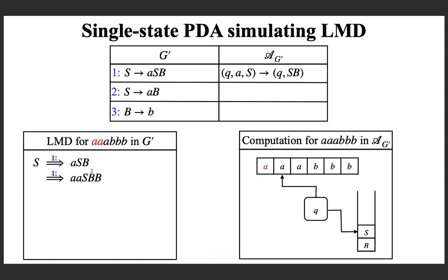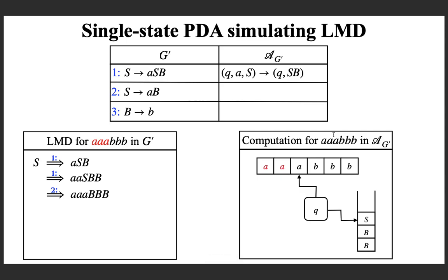So what are you doing here? Now you applied production 1 again, for which we already have a transition. So you apply this transition again. You remain in the state Q and replace this S with SB. This is what you get. Again in the derivation you apply production number 1, for which there is already a transition. You apply that, and this is what happens.